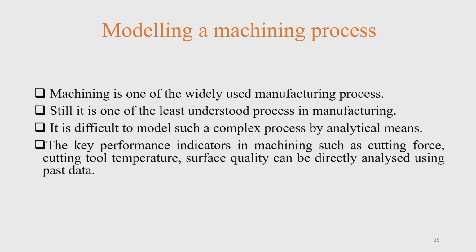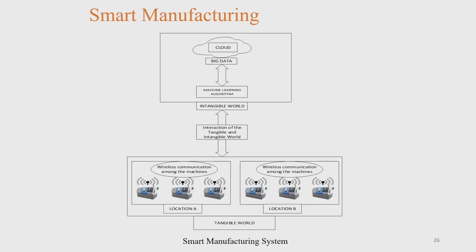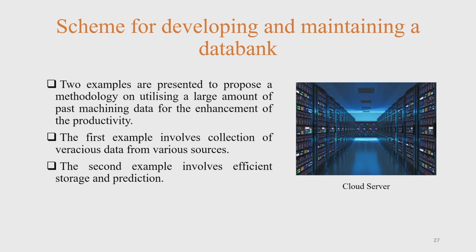And then we can model the machining process, and we also discussed smart manufacturing, where you can have cloud, big data, and machine learning algorithms, and this is what you can call the intangible world. Then you have the tangible world, where your machines actually are: at location A there are, say, these 3 machines, location B also has machines, wireless communication among the machines is taking place, and the information is also going to the internet. So this is the tangible world. This is basically a pictorial diagram of a smart manufacturing system.